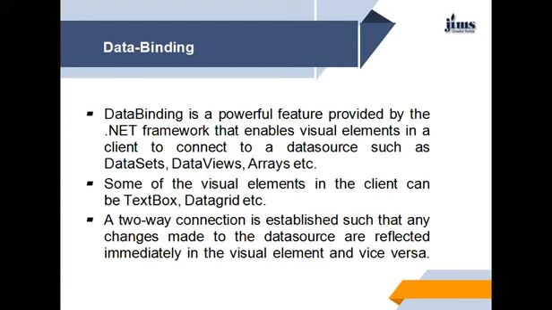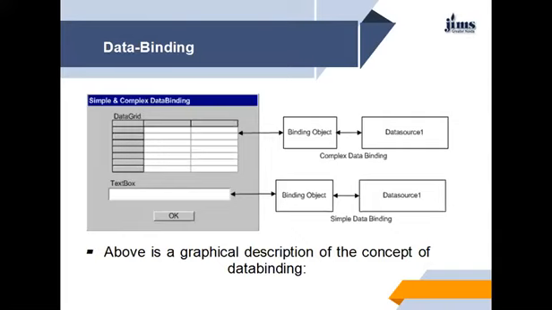So these are visual elements, meaning a text box you are able to see, a data grid you are able to see. A two-way connection is established such that any changes made to the data source are reflected immediately in the visual element and vice versa. Let's see pictorially. Above is a graphical description of the concept of data binding.